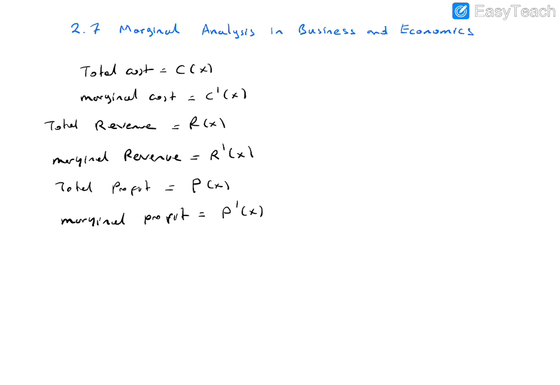And of course you can remember, profit is revenue minus cost of x. By using the properties of the derivative, we can say that the derivative of the profit is the derivative of the revenue minus the derivative of the cost. So marginal profit is the difference of the marginal revenue and marginal cost: marginal revenue minus marginal cost.